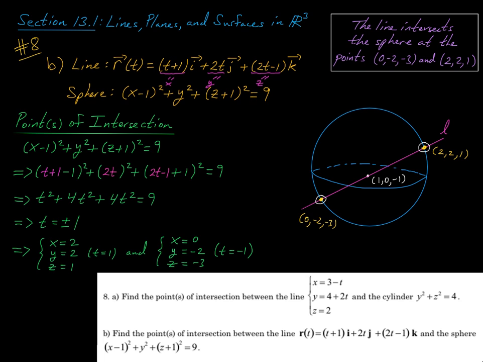Notice if I take the average of the x-coordinates of these 2 points of intersection, so 0 plus 2 divided by 2, well, that's 1. Take the average of the y-coordinates, I get 0. Take the average of the z-coordinates, I get negative 1. Put another way, the center of the sphere is the midpoint of these 2 points of intersection. Okay, so we refer to these points that are on opposite sides of the sphere as antipodal points for the sphere.